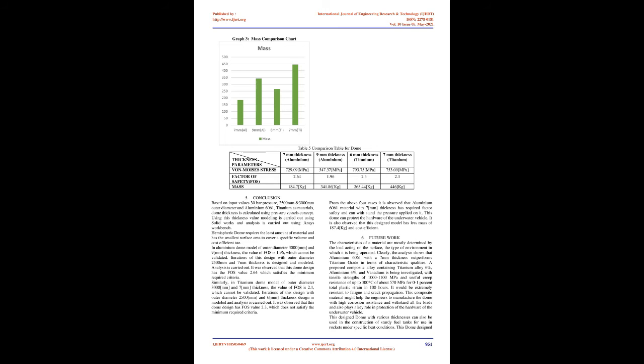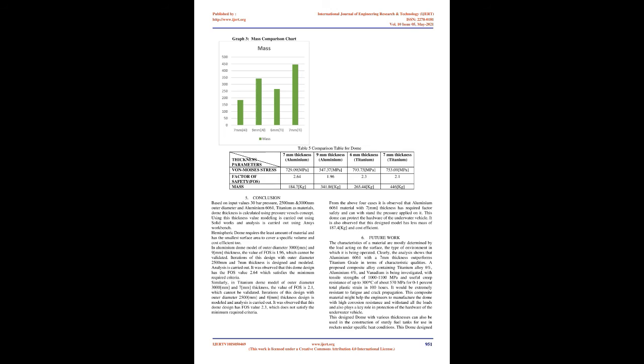required criteria. Similarly, in the titanium dome model of outer diameter 3000 mm and 7 mm thickness, the value of FOS is 2.1, which cannot be validated. Iterations of this design with outer diameter 2500 mm and 6 mm thickness are modeled and analysis is carried out. It was observed that this dome design has an FOS value of 2.3, which does not satisfy the minimum required criteria.